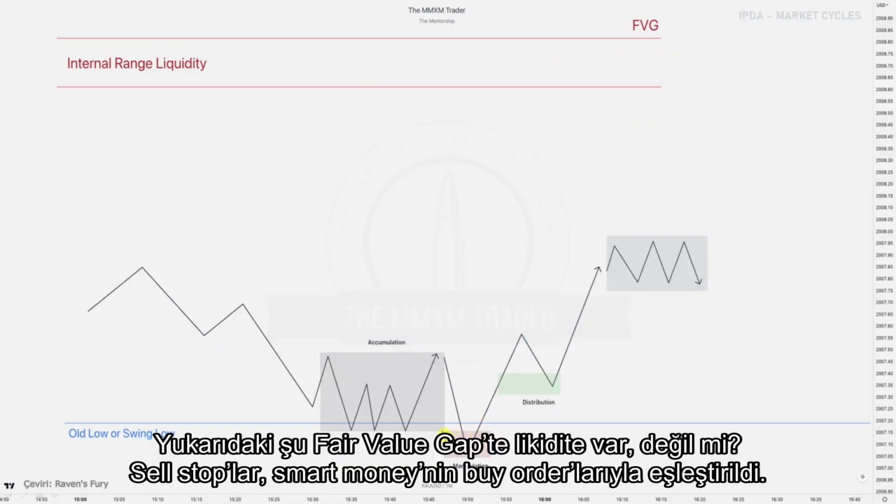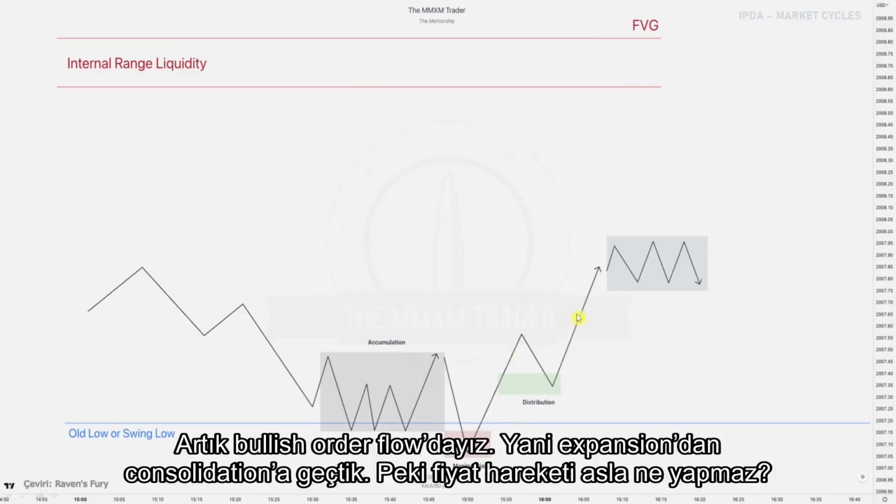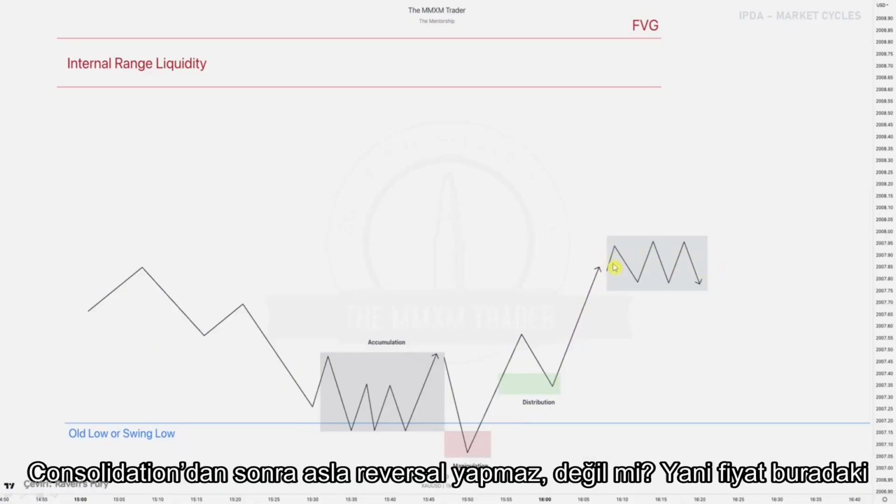Sell stops have been paired up with buy orders from smart money, so we know we shouldn't go down here anymore. We are in bullish order flow. So we have expansion into consolidation. So what does price action never do after consolidation?